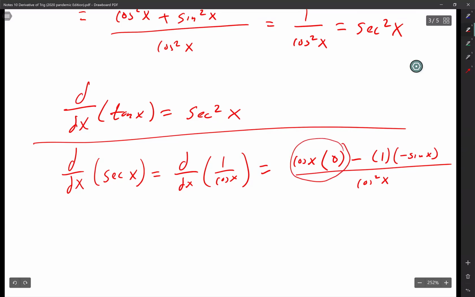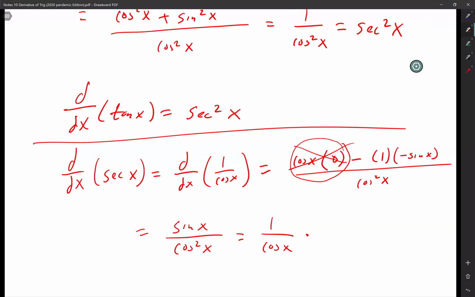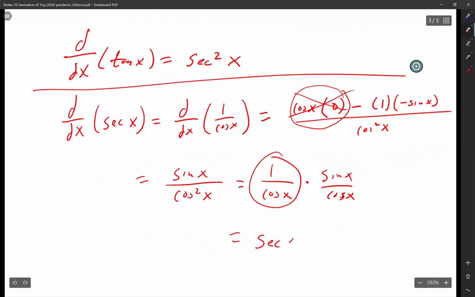Okay, look at this. This guy goes away, right? So now I have this. Negative times the negative is a positive. So I have sine x over cosine squared x. So I'm going to expand it now. I'm going to write it like this, guys: 1 over cosine x times sine x over cosine x. What's 1 over cosine? Secant. What's sine x over cosine x? Tangent. Look at that.